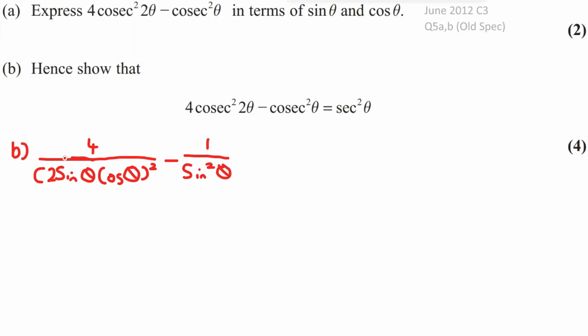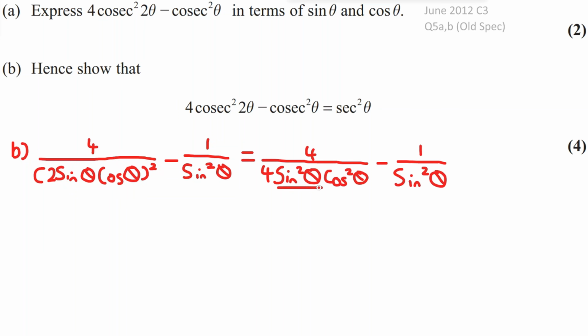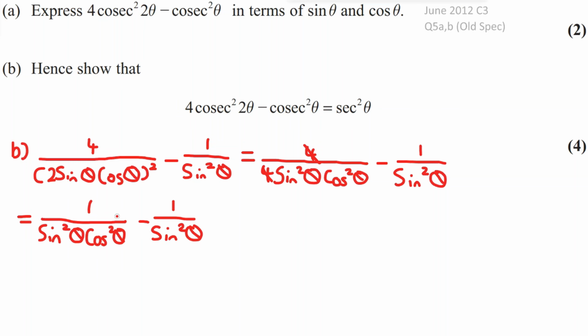Well, the first logical thing is we have this 2 sin theta cos theta to the power of 2. So let's expand this bracket and actually use the power of 2 here. So we can rewrite this as 4 sin squared theta cos squared theta. Remember, this power of 2 affects this whole thing here, and then we've still got this minus 1 over sin squared theta here. These 4's can cancel out to leave us with 1 over sin squared theta cos squared theta minus 1 over sin squared theta.